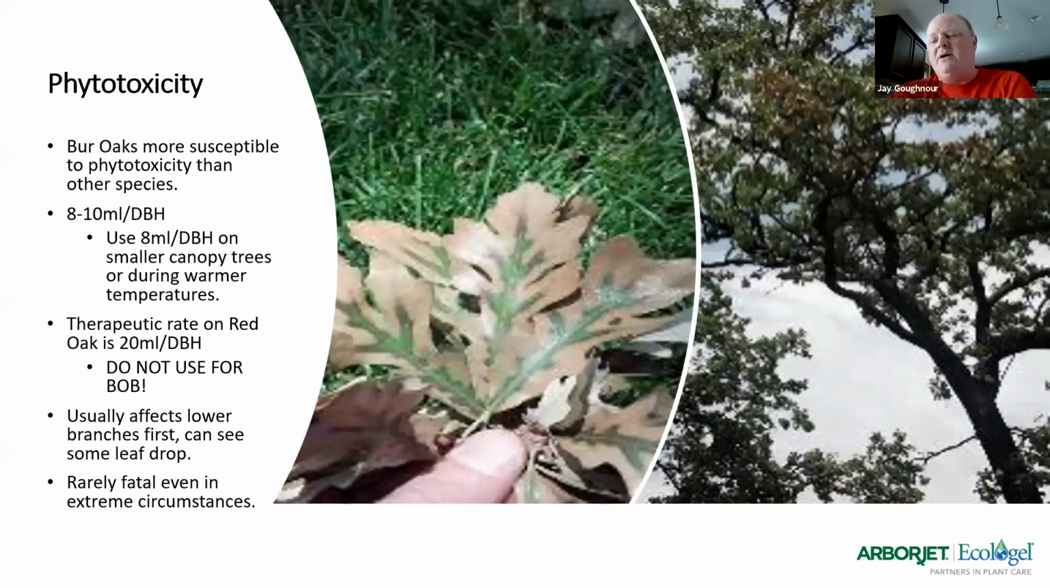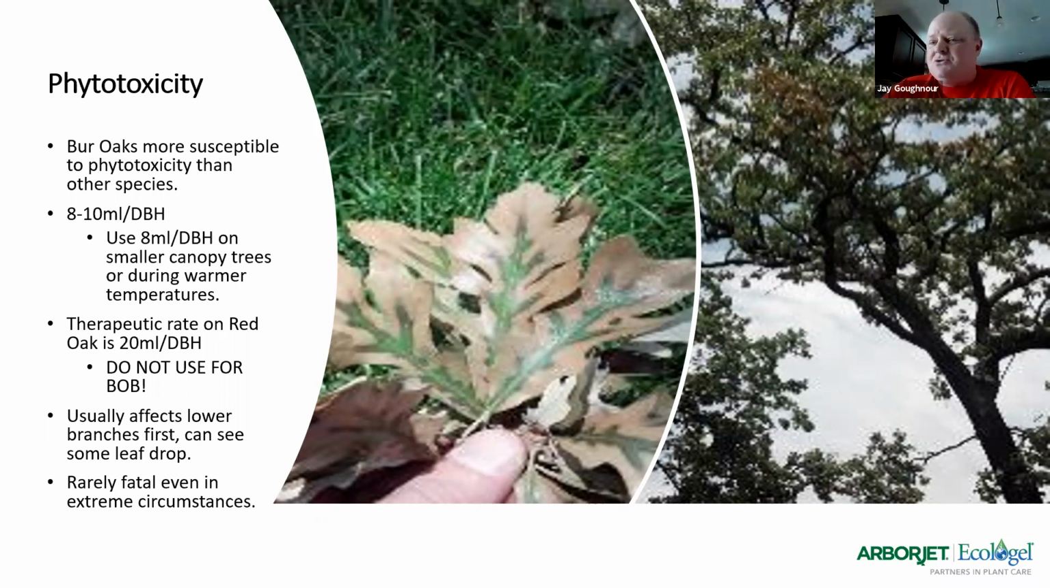And so it was a really, really high rate, and basically the phytotoxicity burned every leaf off the tree. Every leaf fell off, the tree looked dead. We were really concerned about it. We didn't know what was going to happen, and fortunately the following spring it emerged leaves as normal, and it was a pretty healthy looking tree that following year.